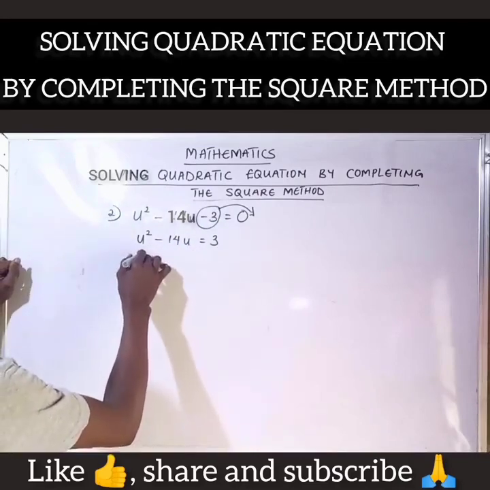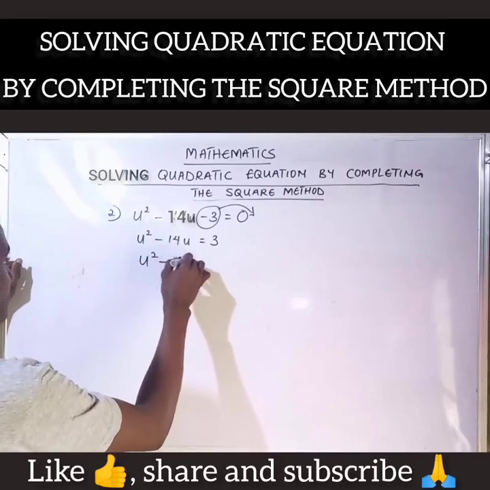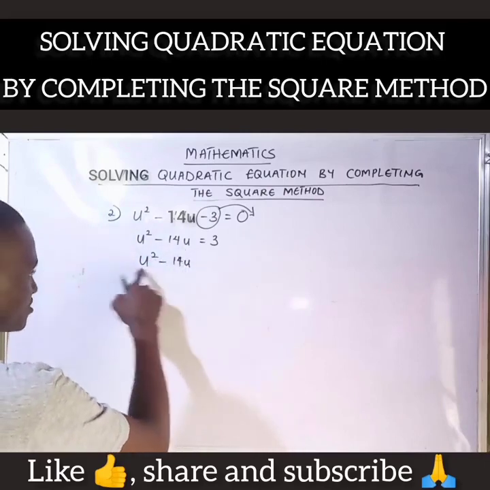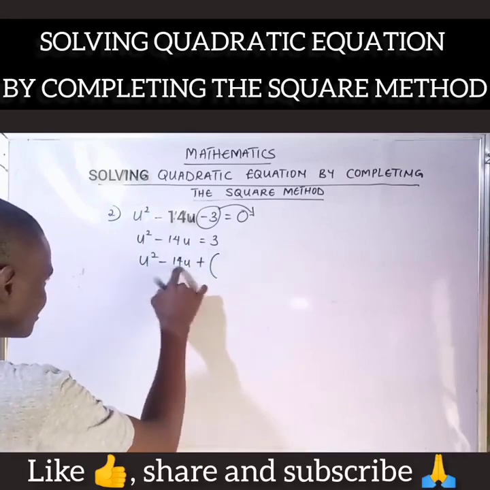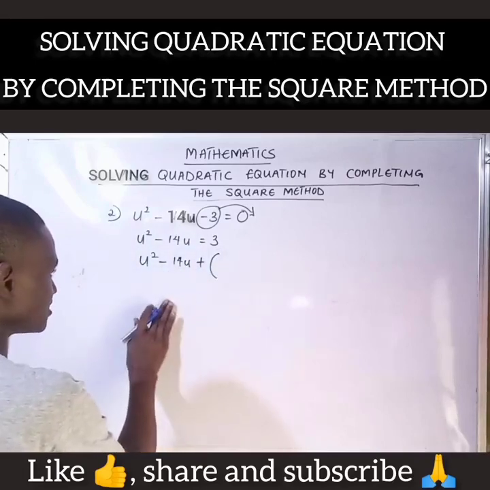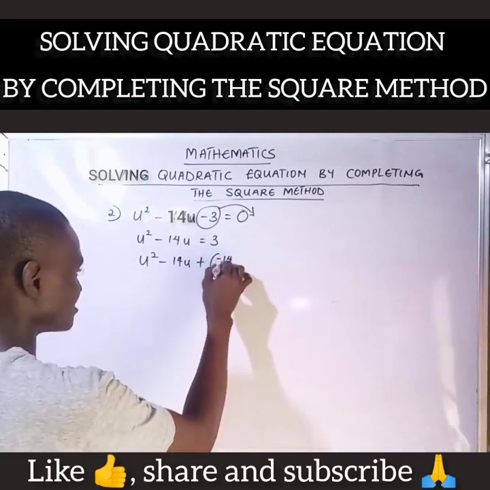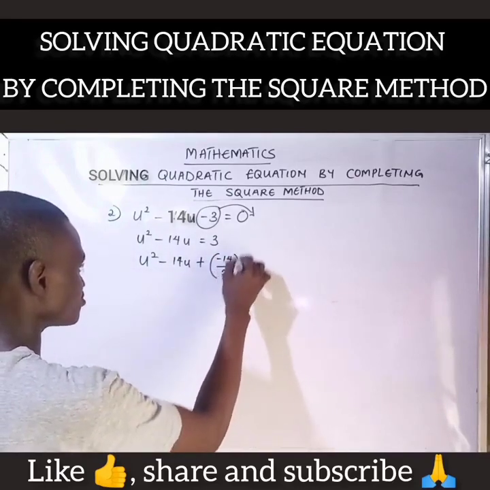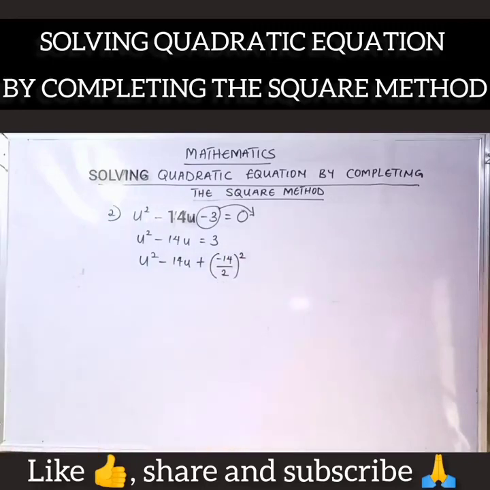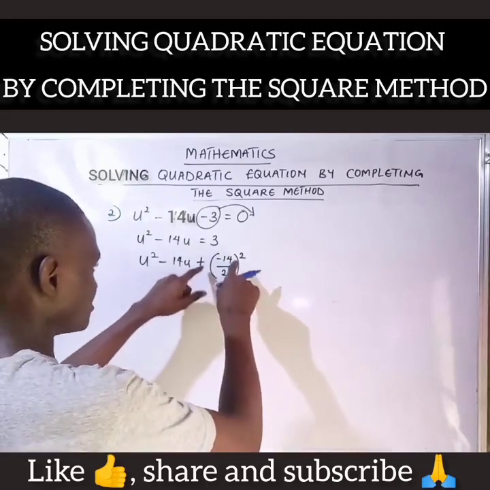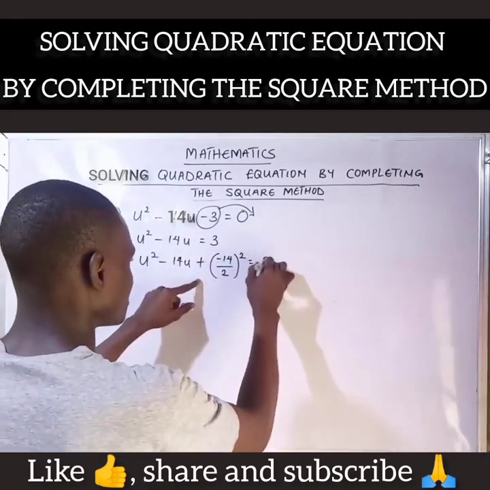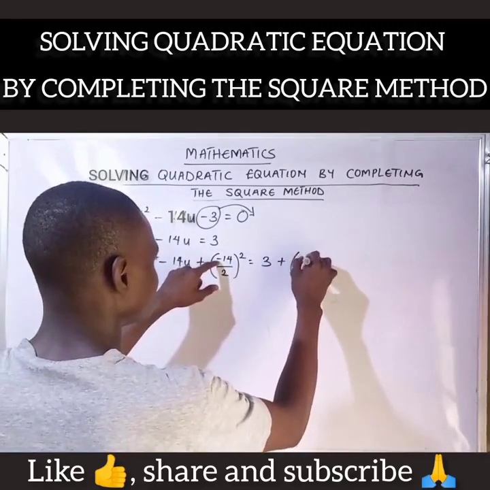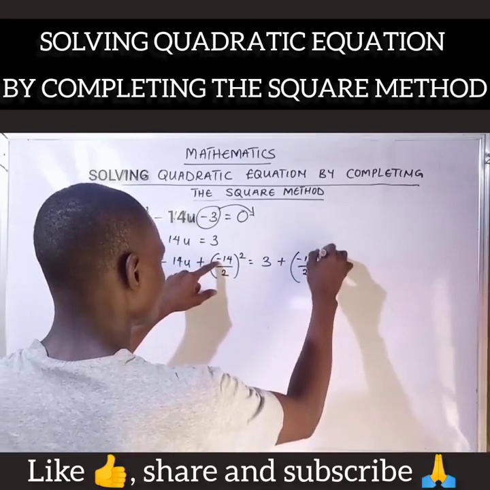Then to do that, we go on, we write u squared minus 14u. And what would you add to this to make it a perfect square? I said write your plus, open a bracket, the same thing you have here, which is the negative 14, write it again, negative 14 divided by 2 to the power of 2. That is what you are going to add to it to make it a perfect square. And I said, don't end it here. This same thing you've added to the left hand side, come and add it to the right hand side, which is equal to 3 plus negative 14 over 2 to the power of 2.